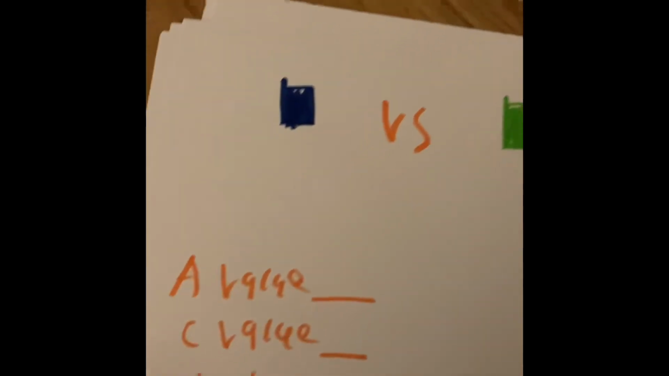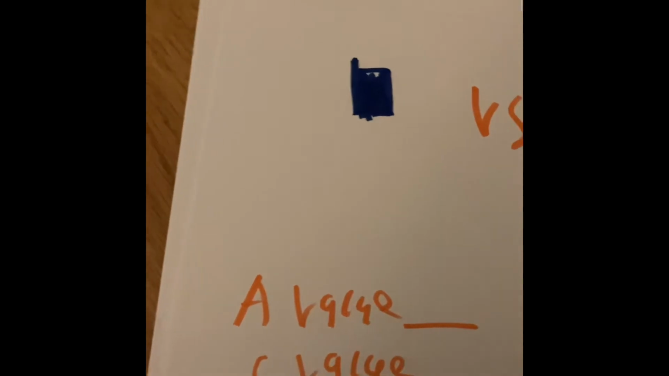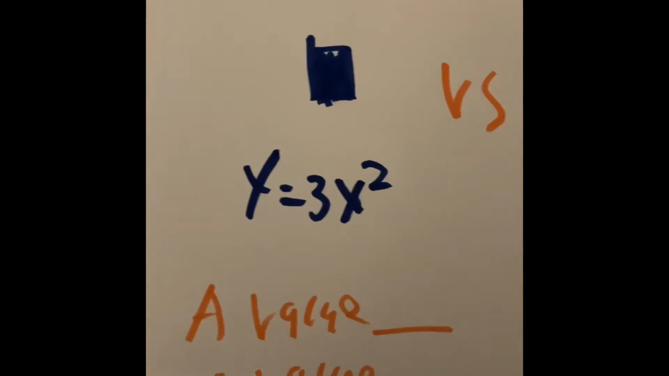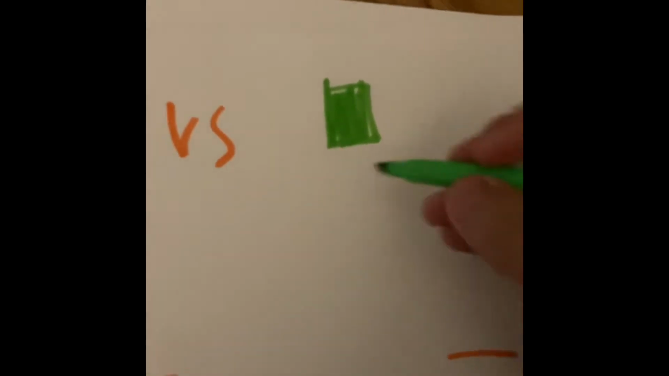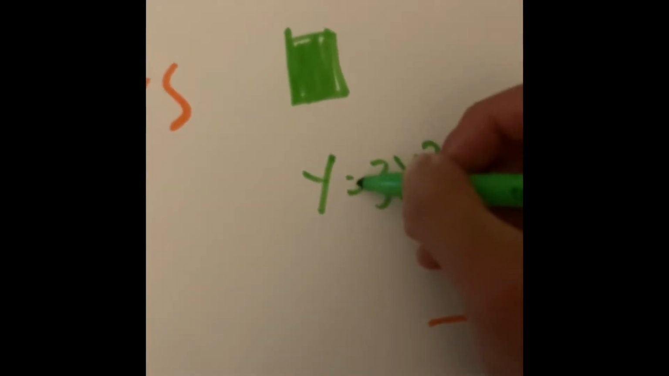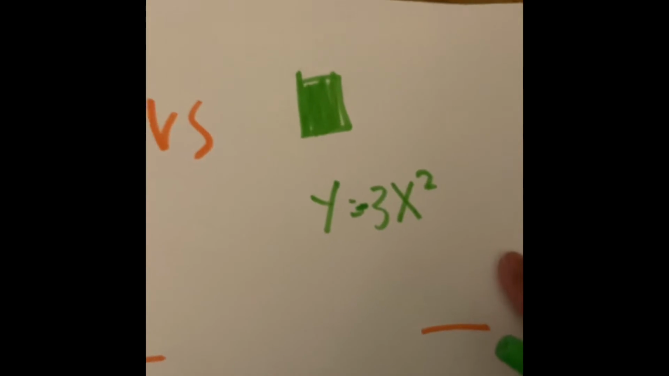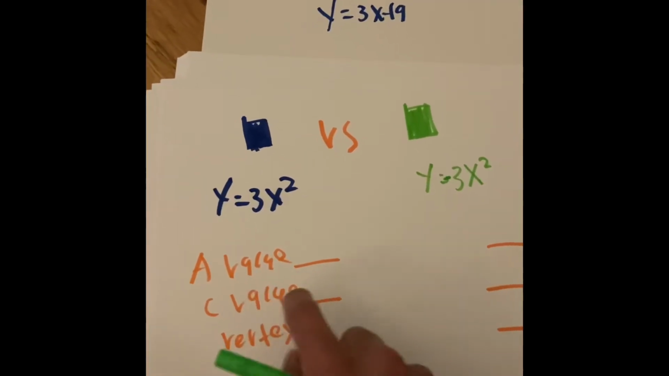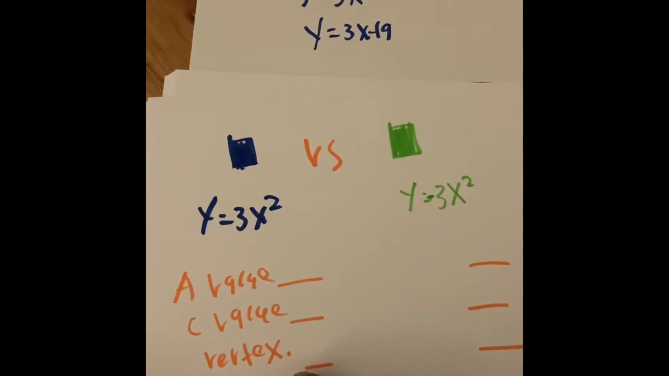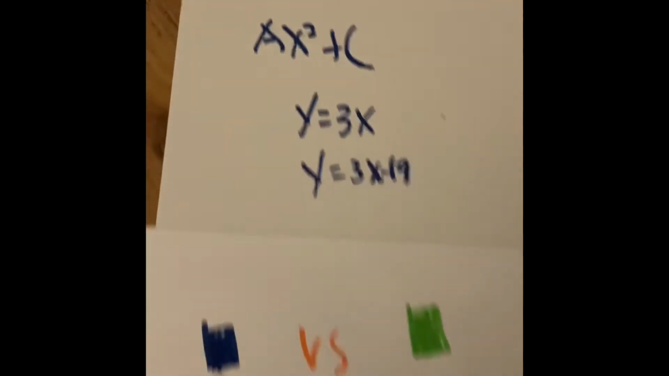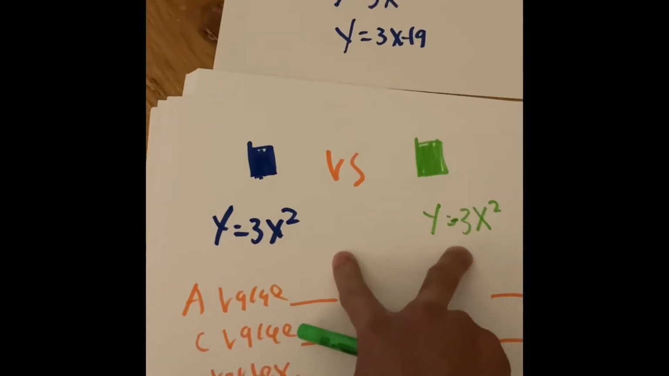On the blue side, we have an equation of y equals 3x squared. On the opponent side, the green side, we have y equals negative 3x squared. What we're going to be doing is calculating the a value, the c value, and the vertex, because we're using it in this form. We are going to compare the two. Now let's graph them.